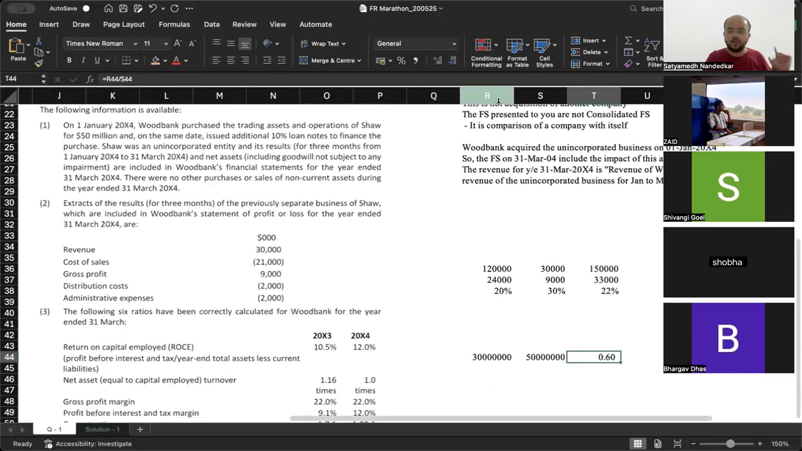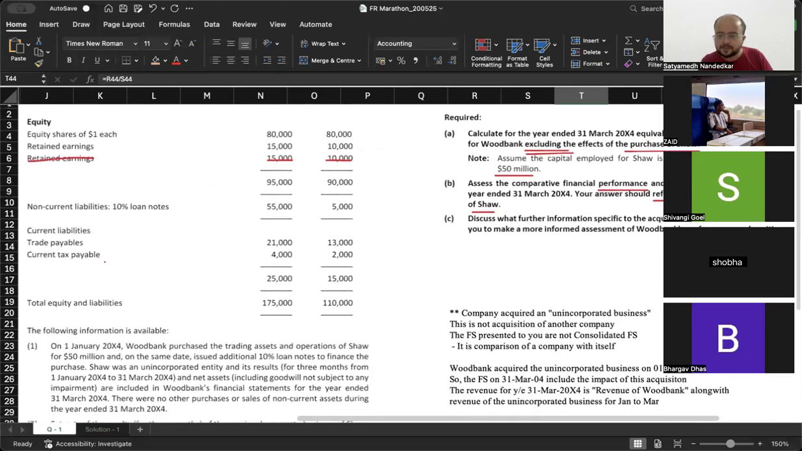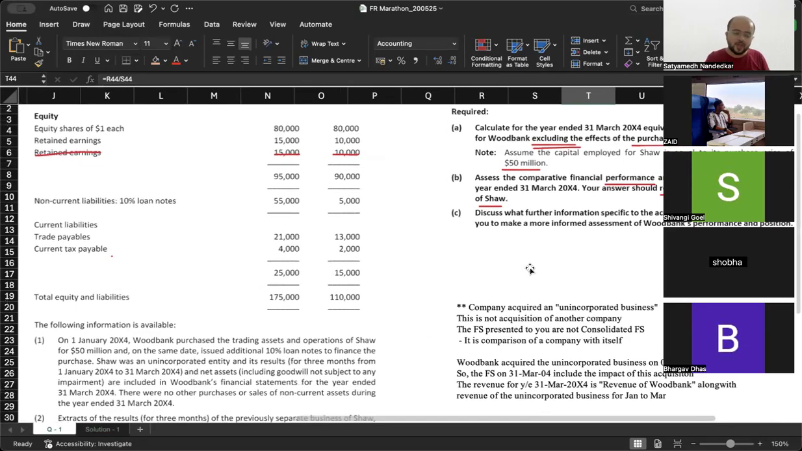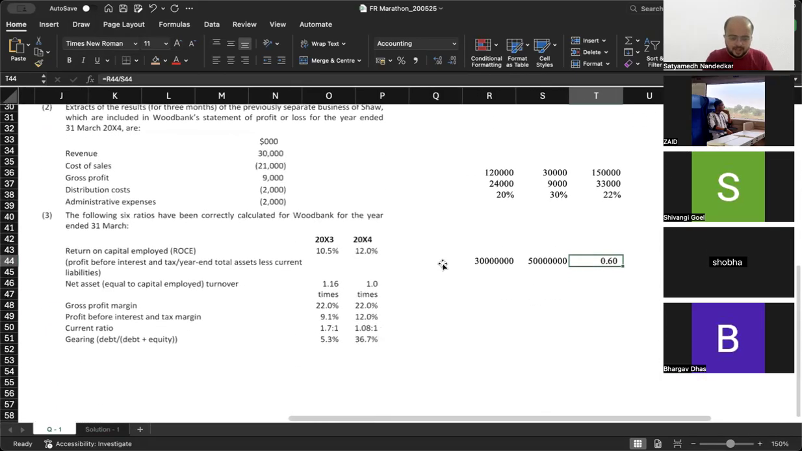Now you can move to other aspects, which is now commenting on what? On the position of Woodbank. Financial position पे अगर comment करना है तो look at these ratios. You have current ratio and you have gearing. Now current ratio talks about liquidity. Gearing could talk about the long term capital structure of the business. What can you comment on these? Tell me.